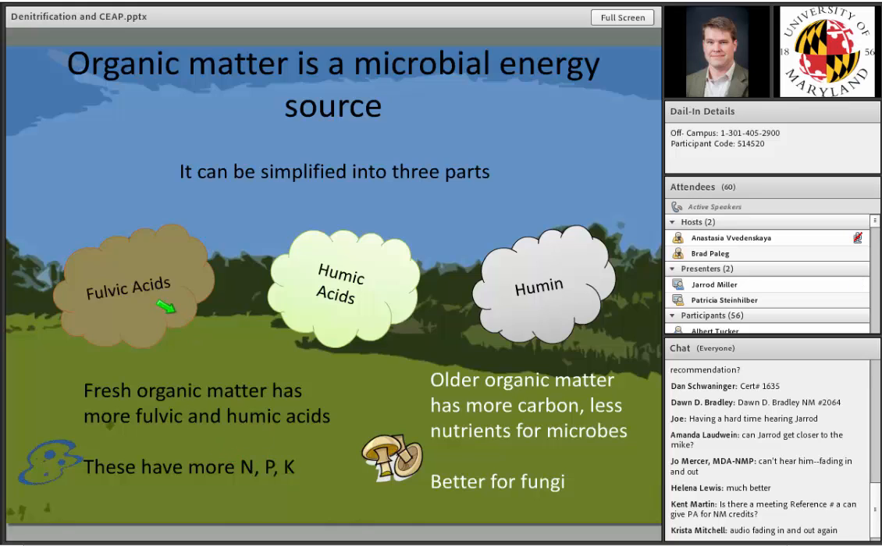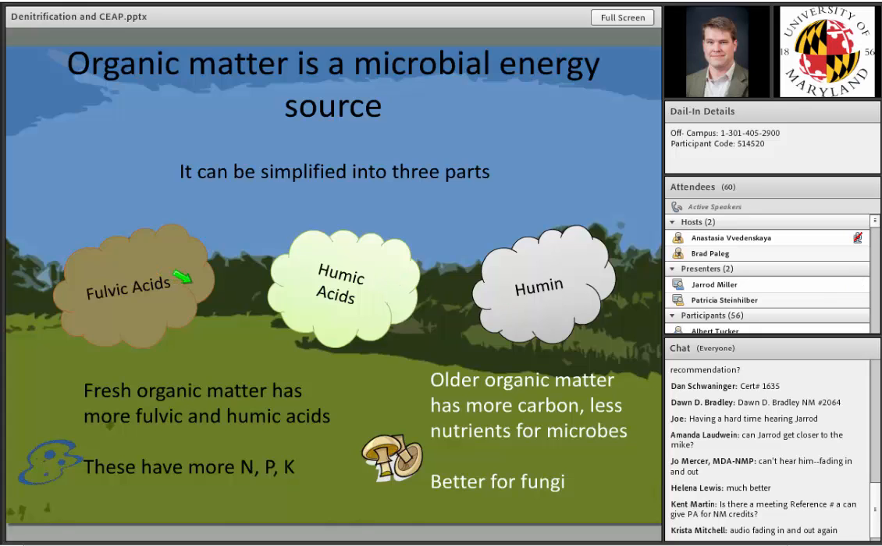They're just like us. So if you're not adding fresh organic matter, over time you can actually lose this as microbes break it down and end up with more humin, which is older, it has more carbon, and has less nutrients. So this can kind of change your environment where bacteria are going to prefer to have fulvic and humic acids. You might have more fungi when you're dealing with humin. So it's not just having organic matter as an energy source, but also the quality and the type of organic matter you have.